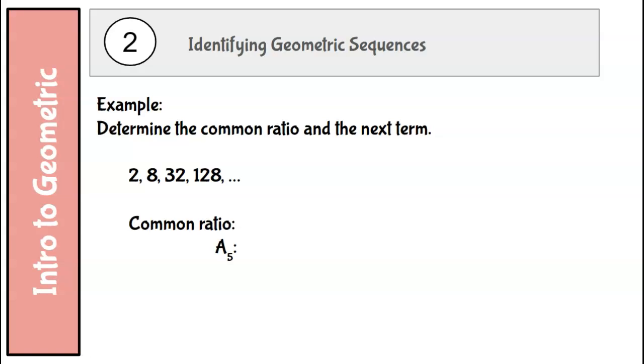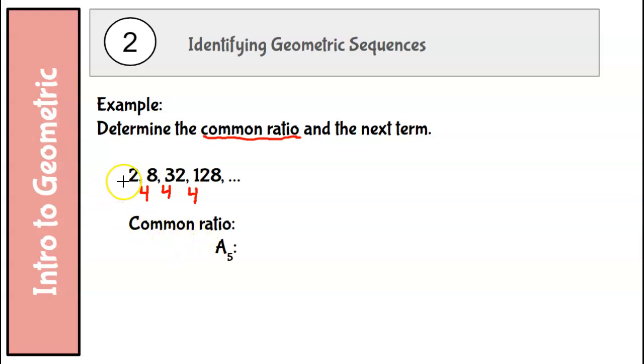So here we have a sequence of numbers, 2, 8, 32, 128. This is a geometric sequence, and the reason why it's a geometric sequence is if you divide 8 by 2, you get 4. And if you divide 32 by 8, you get 4. And if you take 128 divided by 32, you get 4. That number is called the common ratio.